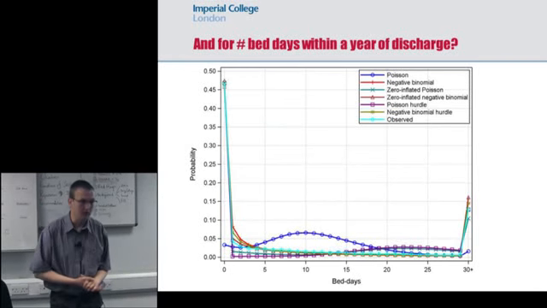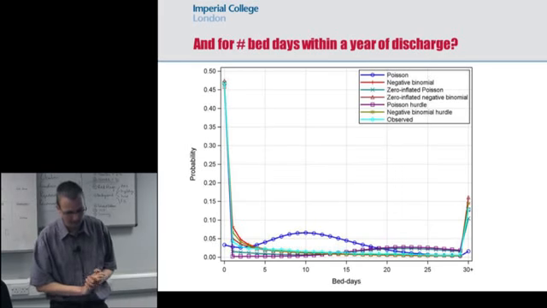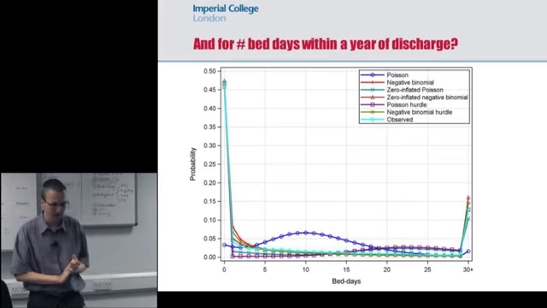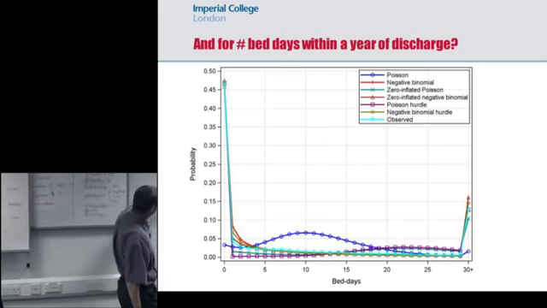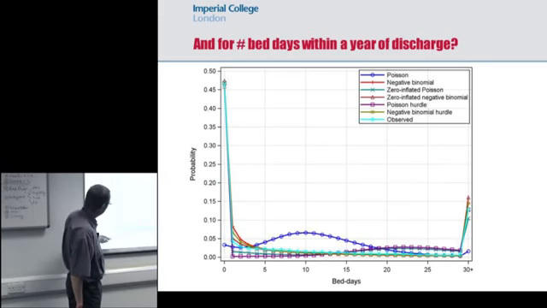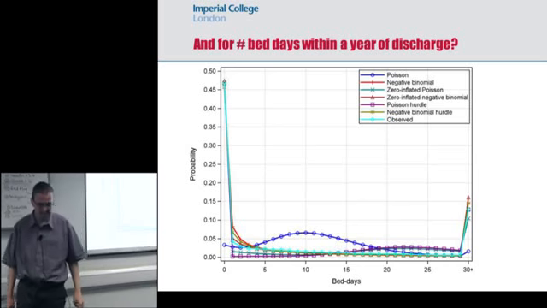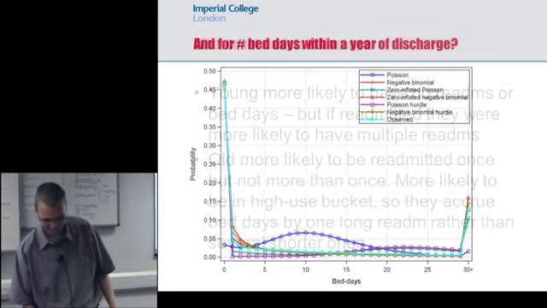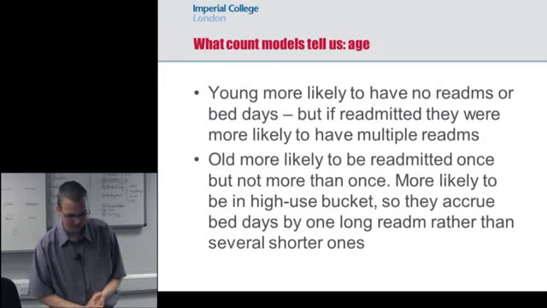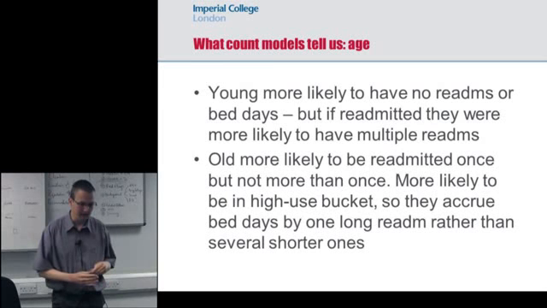And if you try to predict the number of bed days in the year after discharge, then again we're trying to match the light blue colour. Here's the Poisson in dark blue, absolutely useless, whereas the other ones do relatively well. So these count models fit the data fairly well.